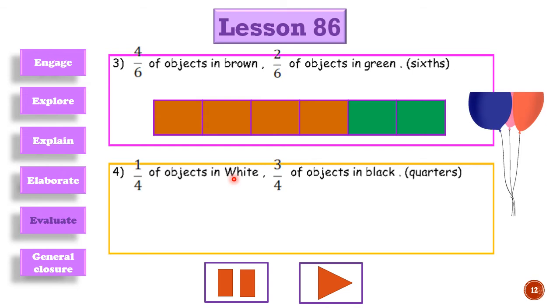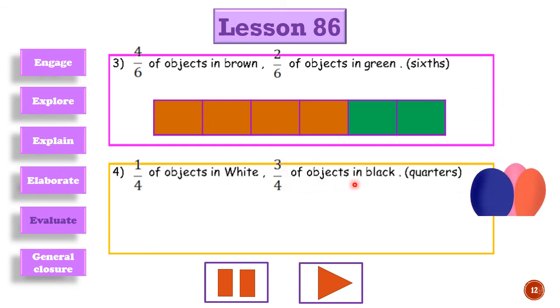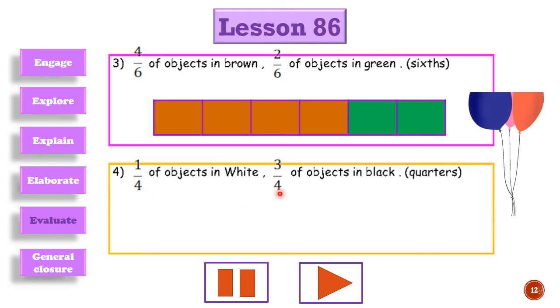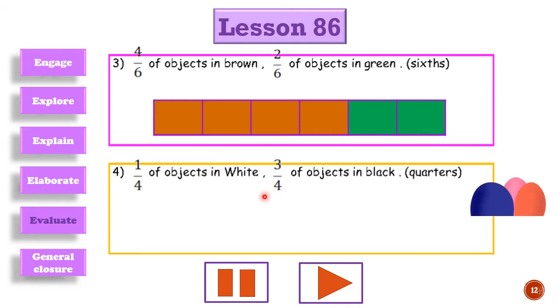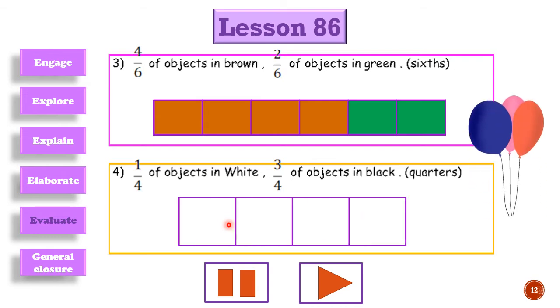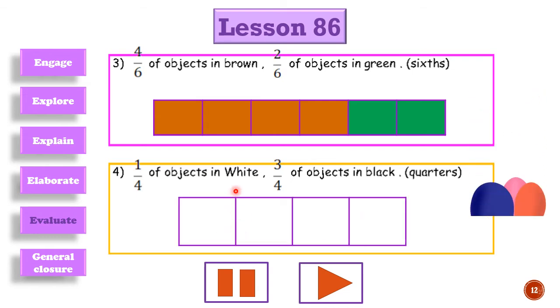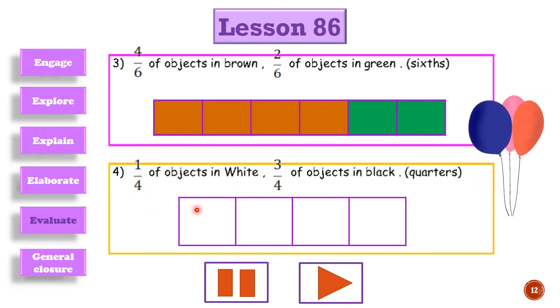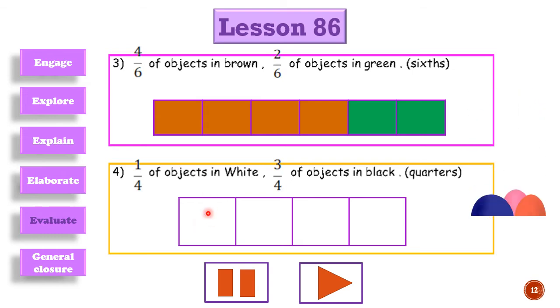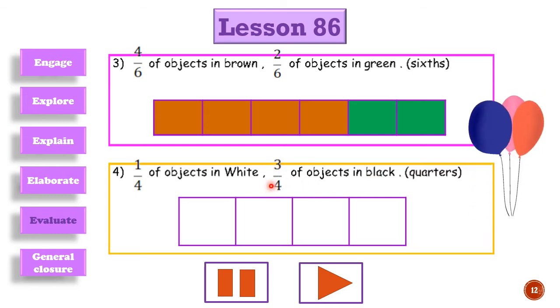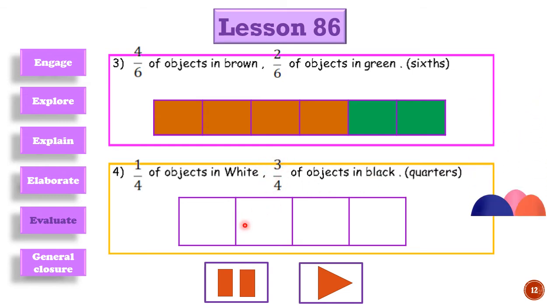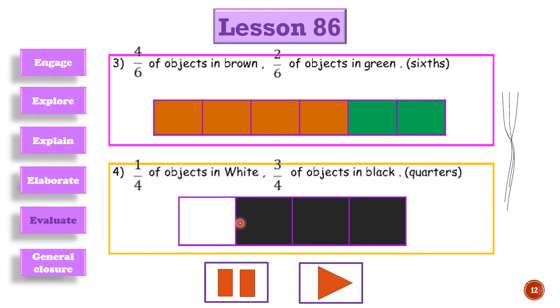One fourth of an object in white and 3 fourths of the object in black. Here in the denominator we have 4 and 4, which is fourths. Then we will draw an object, a model, and divide it into 4 equal parts, like this. Okay, then color how many in white? Just 1 part, which is the numerator of one fourth. Okay, 1 part out of 4 in white. And how many in black? It will be 3 fourths. How many parts here? 3. Then I will color 3 parts in black. Good job.